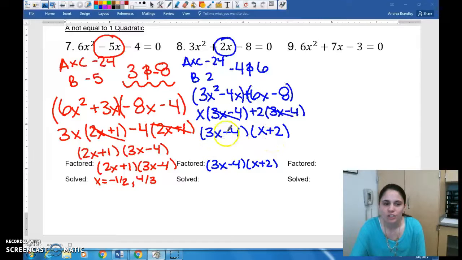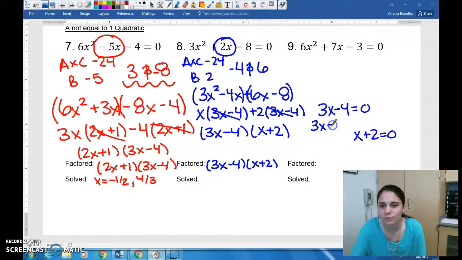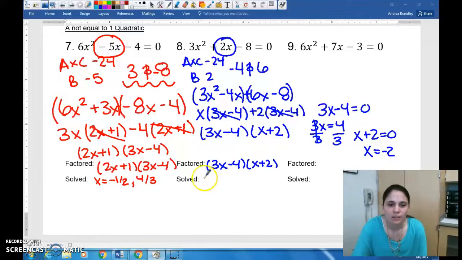So then I'm going to set each of these equal to 0 in order to solve it. So I have 3x minus 4 equal to 0, and x plus 2 equal to 0. So I'm going to add 4 to both sides. So 3x equals 4, divide by 3, and x equals 4/3 is my first answer. This one I can just minus 2 from both sides, and x equals negative 2. So x equals 4/3 and negative 2.